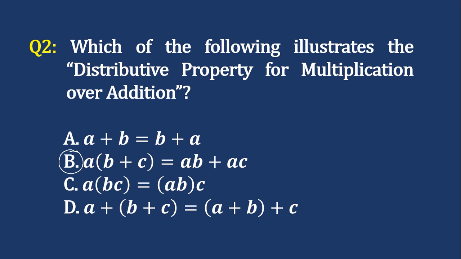Okay, so if you notice, in the left hand side, we are multiplying A to the sum B plus C. So we are actually distributing A inside the parentheses, so that in the right hand side we now have A times B and A times C. Alright? So this is what we call the distributive property for multiplication over addition. Alright? So the answer is letter B.